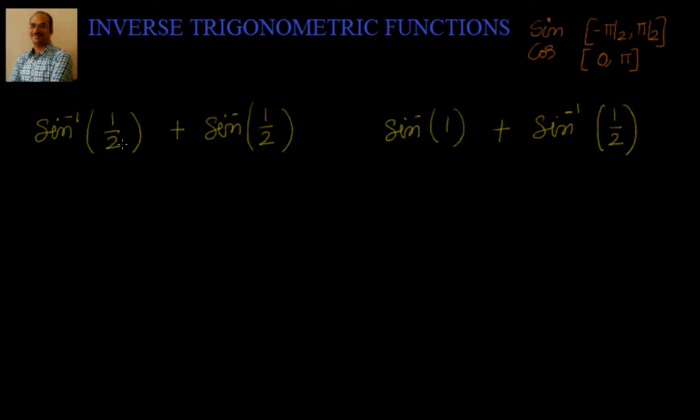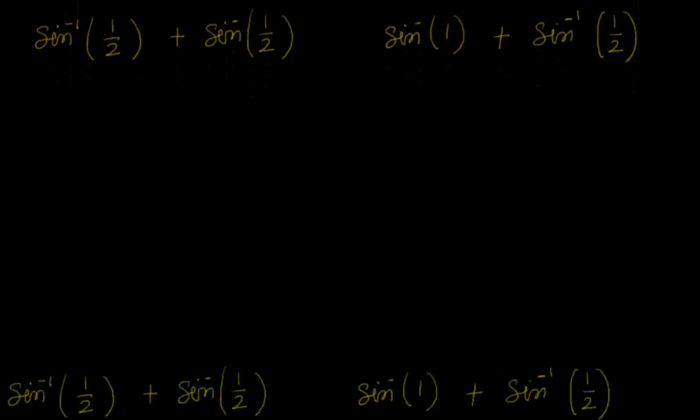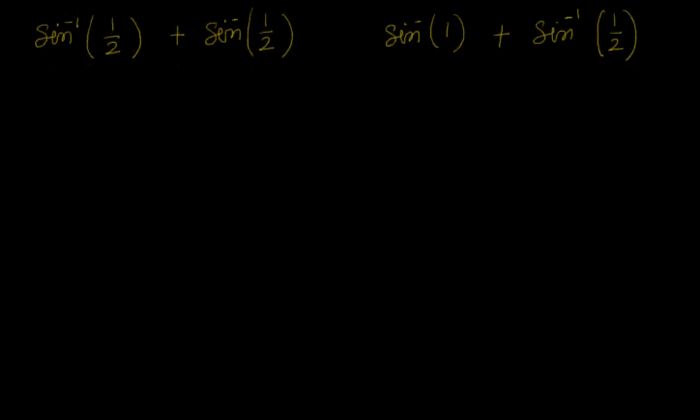Let's look at this now. Sine inverse 1 by 2 plus sine inverse 1 by 2 is one problem. Another problem is sine inverse 1 plus sine inverse 1 by 2. This seems to be a very simple problem, but to understand and explain the concept, I thought let's take a very simple example. Now I know sine inverse 1 by 2 is equal to sine 30 degrees, that is pi by 6, and this is also equal to pi by 6. So if I add, I will get pi by 6 plus pi by 6 is pi by 3.